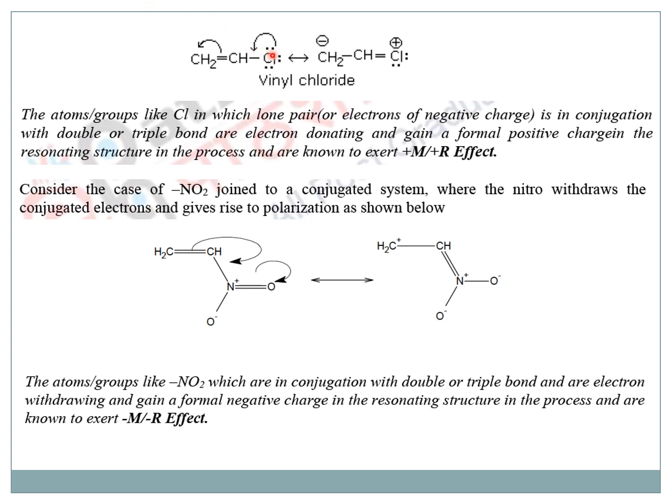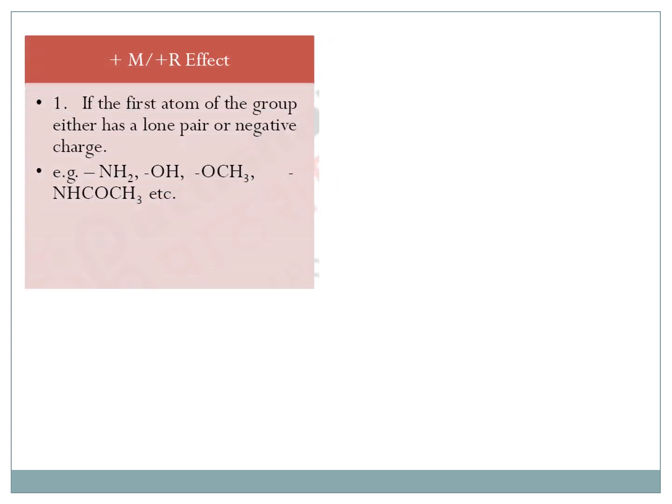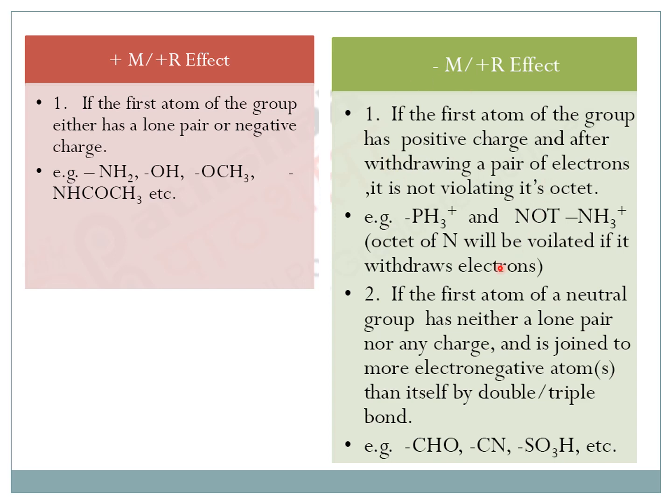Where there is a lone pair of electrons, they mainly show the plus R effect, and when there is a positive charge on the central atom, they mainly show the minus M or minus R effect. These are the groups which show the plus M or plus R effect: amino, amine, hydroxyl group, methoxy group. Here the central atom has a lone pair of electrons.